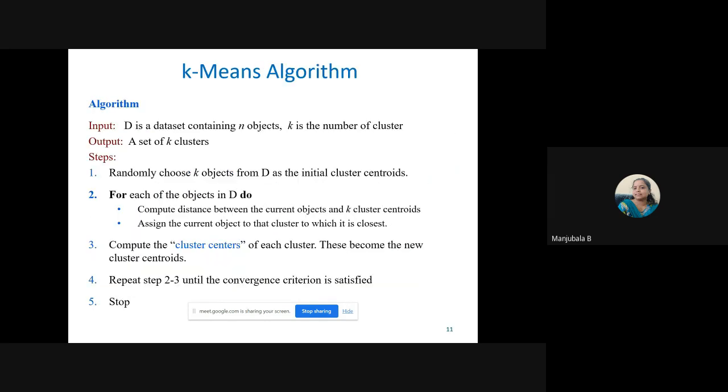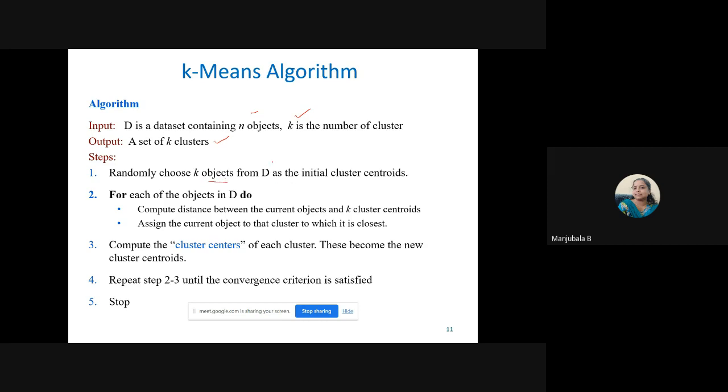Here, if you write the algorithm of k-means clustering, the input is D, a data set containing n objects, and k, the user-specified number of clusters. The output is k clusters, and the n objects are partitioned into these k clusters. So which object is going to which cluster, that is our output.